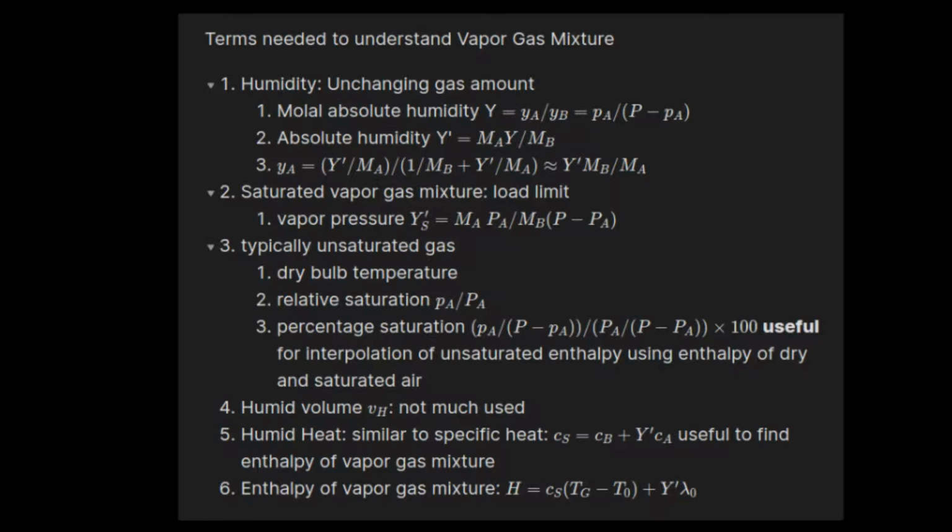For this unsaturated mixture, we define the dry bulb temperature, which we normally measure using our thermometer. The relative saturation is defined with respect to the pure liquid property vapor pressure, the ratio of partial pressure to the vapor pressure. The percentage saturation is also a ratio to the saturation ability, but it involves the gas also via the total pressure. And percentage saturation is given by this.